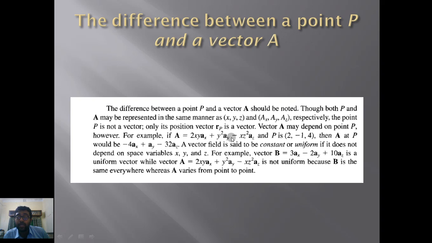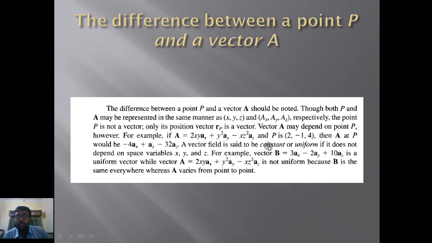Now xy, y squared and x z squared at the point. Now P is (2, -1, 4). Now we will put this 2 in place of x, we will put this minus 1 in place of y, we will put this 4 in place of z, and if we consider these values, we will get the vector A at point P. This is the basic difference. Now this vector has been described with this, and this is the position of point P. Now the value of vector A at point P would be this.